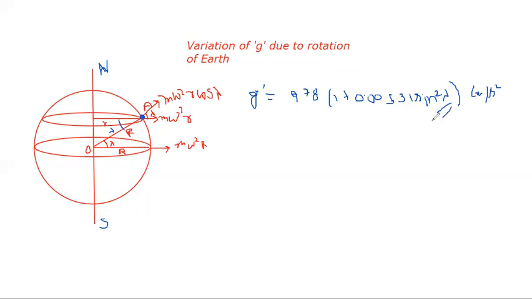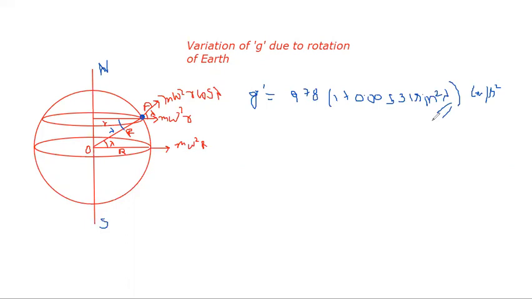At equator, this lambda is equal to 0. So sine square lambda is 0. So g dashed is nothing but 978, which is its value. And if you increase the value, for example, lambda is equal to 90 degree there at the poles, then you have sine square lambda is 1, and you have value of g dashed is equal to 978 into 1 plus 0.00531, and you will certainly get a value which is more than the value at the equator.